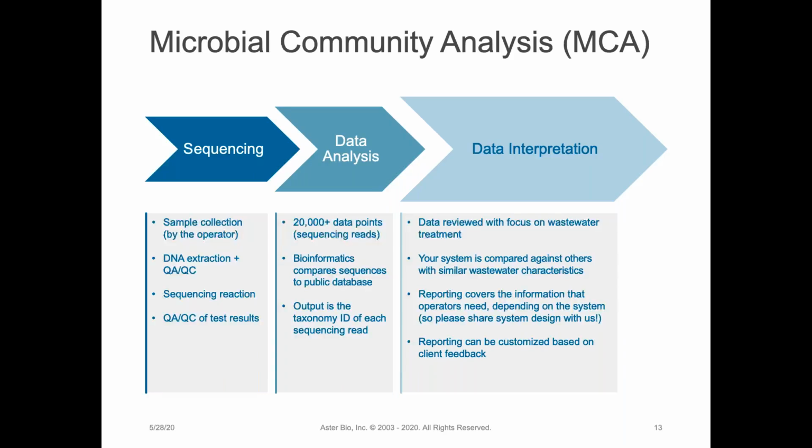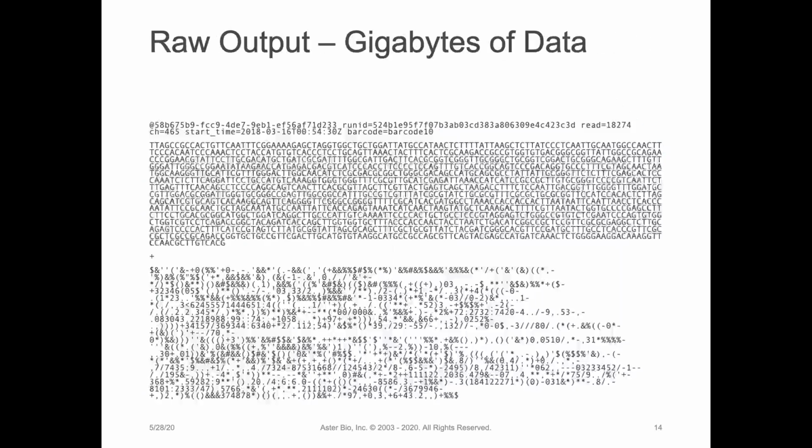Then comes the data interpretation. Generally, for wastewater systems, it helps to have someone who's focused on wastewater to interpret the data. And this really helps if the person has seen multiple plants so that they can compare your data against other plants and identify best interpretations. So what does the data really look like? We mentioned 20,000 sequencing reads or more. This is the raw output, an individual sequencing read. And honestly, even this doesn't mean much to an expert. It requires further processing by the software.